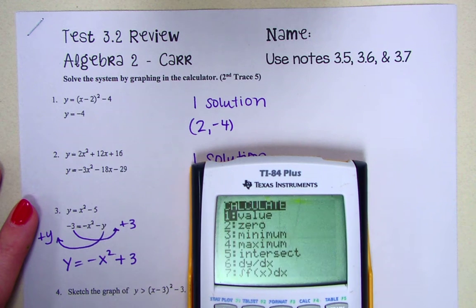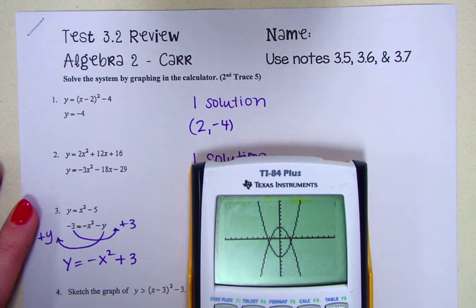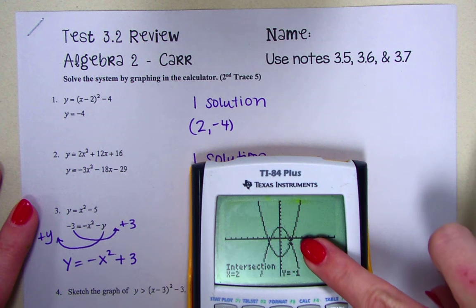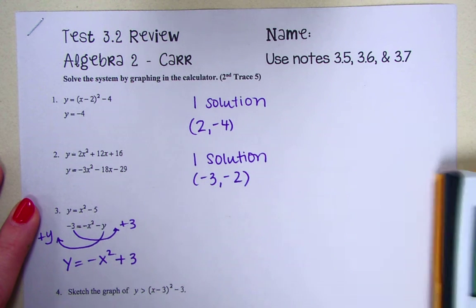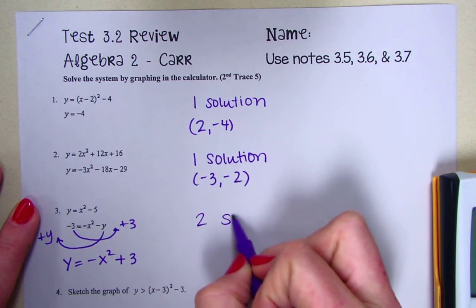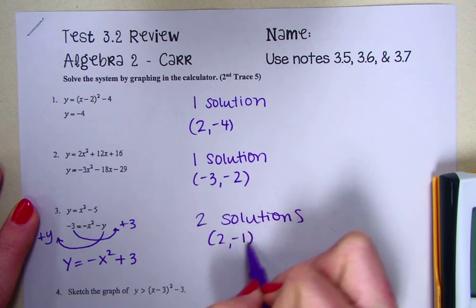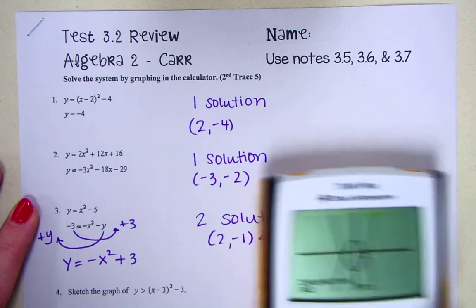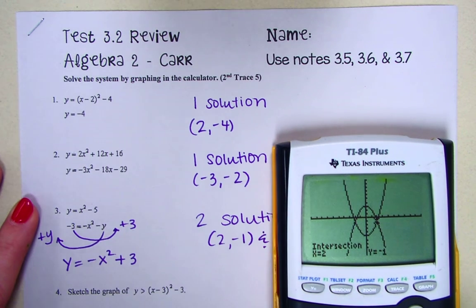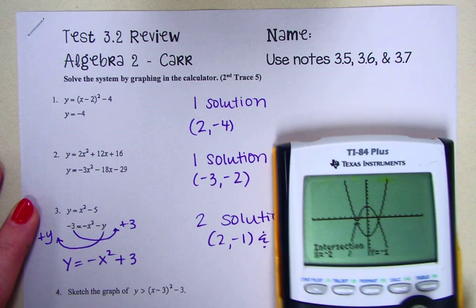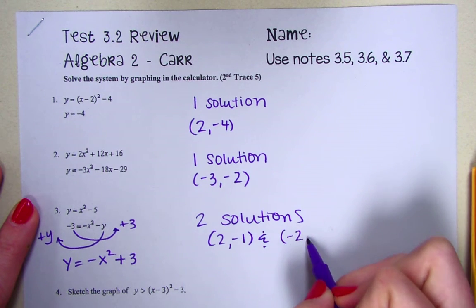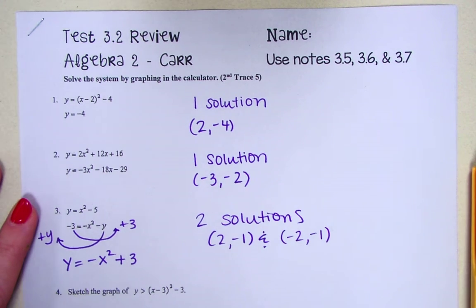We'll do second trace 5, enter, enter, enter. And the right-hand intersection is 2, -1. And I'm just going to say there's 2 solutions. And to get my left-hand intersection, I need to do second trace 5 and then move my cursor over to the left-hand side before I push enter 3 times. Okay, -2, -1. Okay, so those are my 2 solutions.